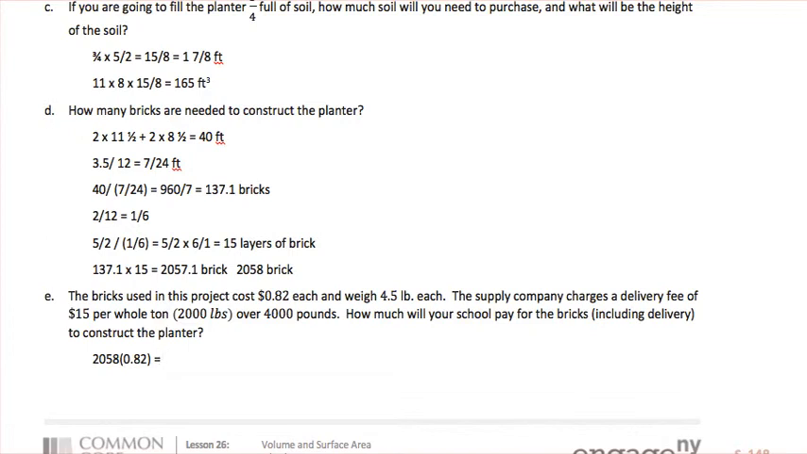Yeah, we better round up to 2,062. When you think about it, we might break a brick or two. So let's just round up to 2,060 times 82 cents per brick, which is $1,689.20.